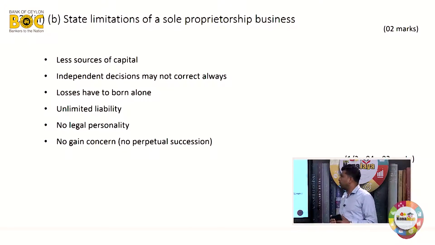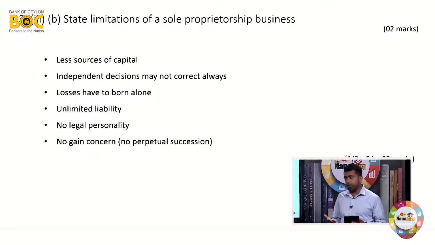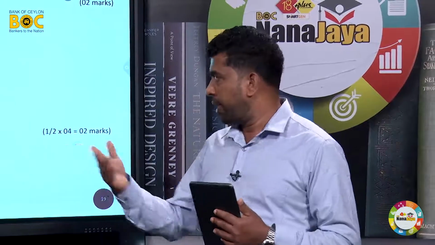Losses have to be borne alone. So there are no partners or other owners, he has to bear the losses alone. Unlimited liability, that means he has to sacrifice his personal properties to settle the external liabilities of the business. No legal personality. Due to this reason, owners have to appear in front of the law by their personal name for business matters.